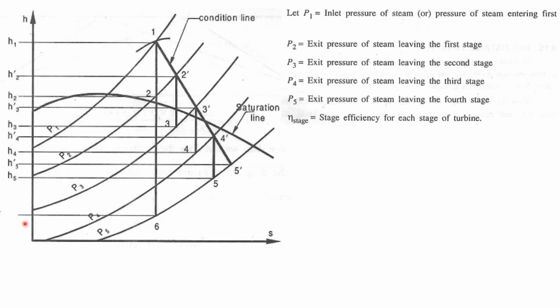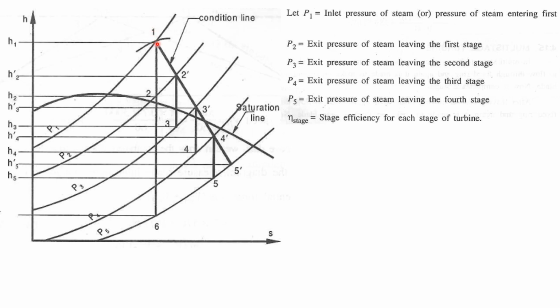Okay, what you are seeing is an HS graph, that is, specific enthalpy is drawn on the vertical axis, and specific entropy is drawn on the horizontal axis. And this thick line is the saturation curve. Whatever the condition of steam above this thick line is the superheated condition, on the thick line is the dry saturated condition, and below the thick line is the wet steam condition.